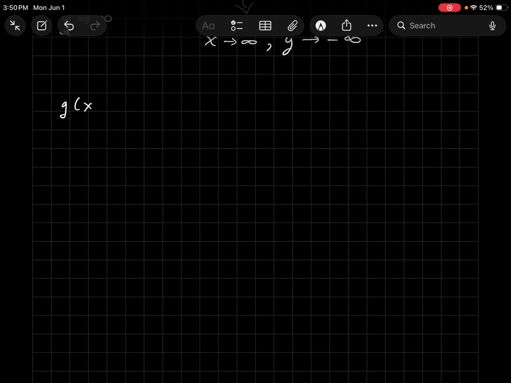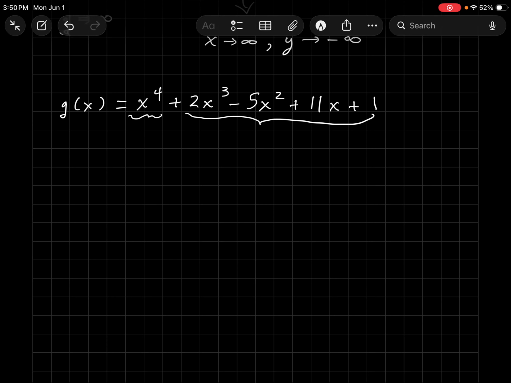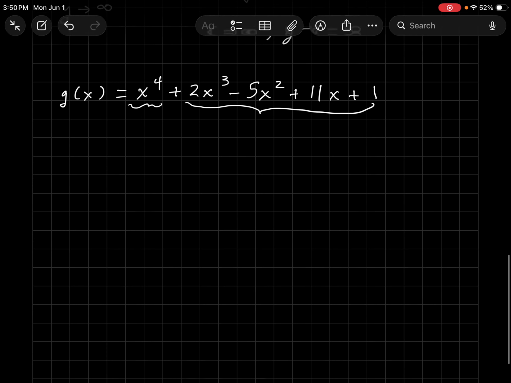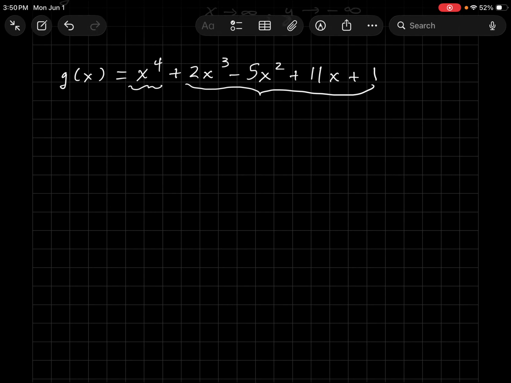Starting with g of x equals, let's say, x to the fourth plus 2x cubed minus 5x squared plus 11x plus 1. And when you realize that x to the fourth is the highest power, all of the other terms are basically irrelevant when we're determining end behavior. The parent function for x to the fourth has that general shape. Looks kind of like a W. And when we know the graph, we know the end behavior.